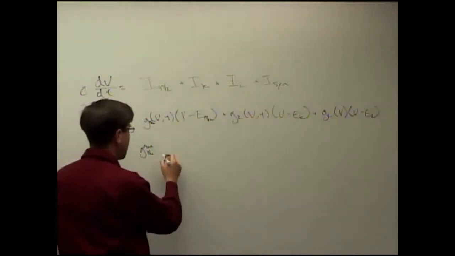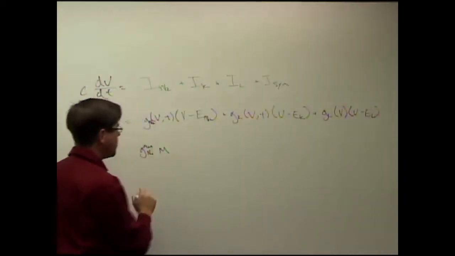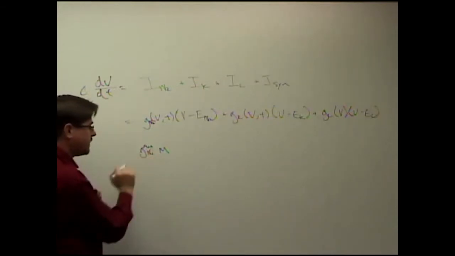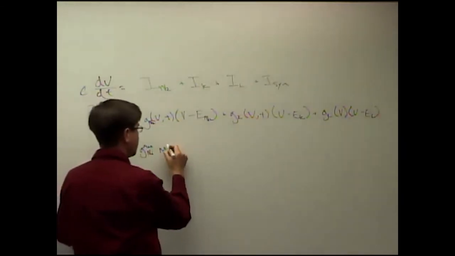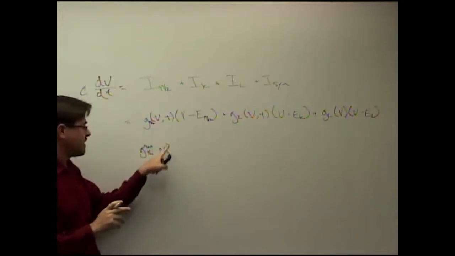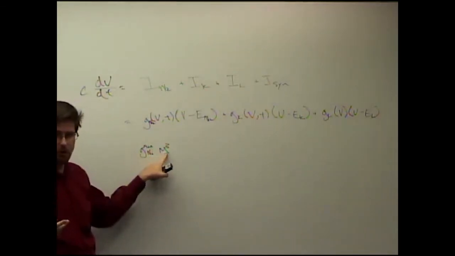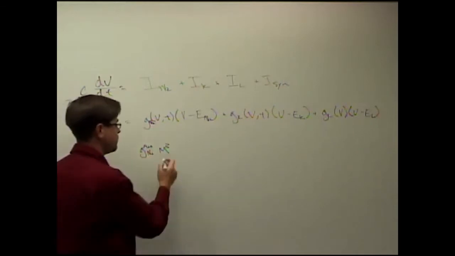Okay, and then we have an m, which is essentially the probability of any single channel being open. So that's a probability function, and it's dependent on the voltage, and so there's m, and it turns out there are three voltage-dependent subunits of the sodium channel. All three of them have to be in the open position for the channel to be open, so it's actually cubed.